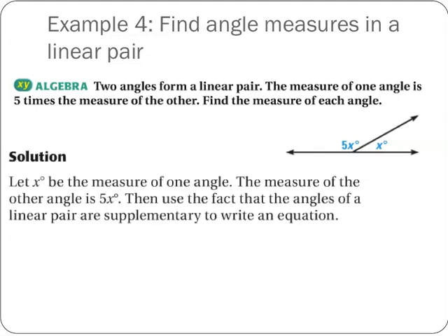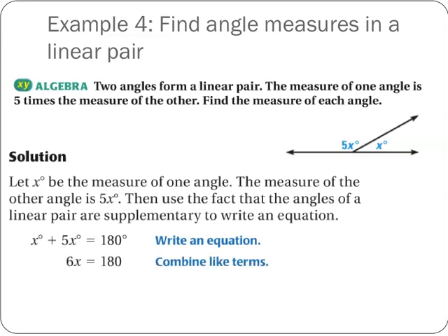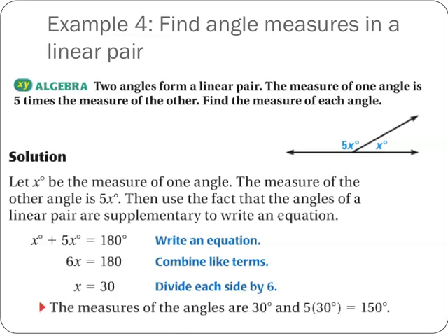So we have x plus 5x equals 180. Simplify that, we have 6x equals 180, and divide both sides by 6. So x equals 30. So we know that one angle measure is 30 degrees, and the other one is going to be 5 times 30 degrees, and so that is 150 degrees. So a 30-degree angle and a 150-degree angle, they form a linear pair, they add up to 180, and one of them is 5 times the measure of the other.